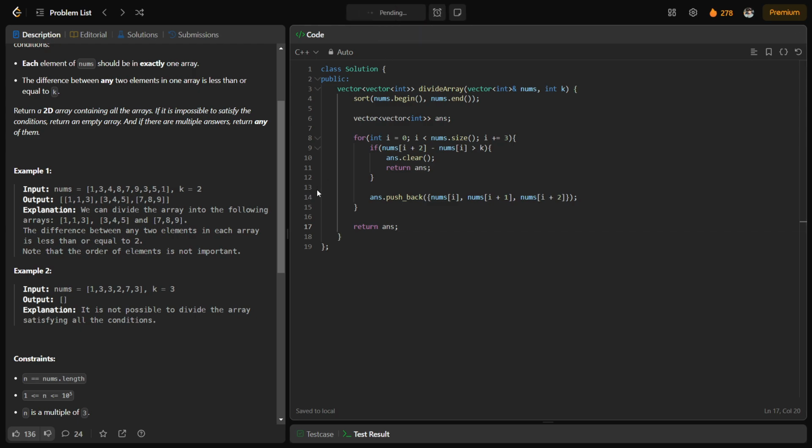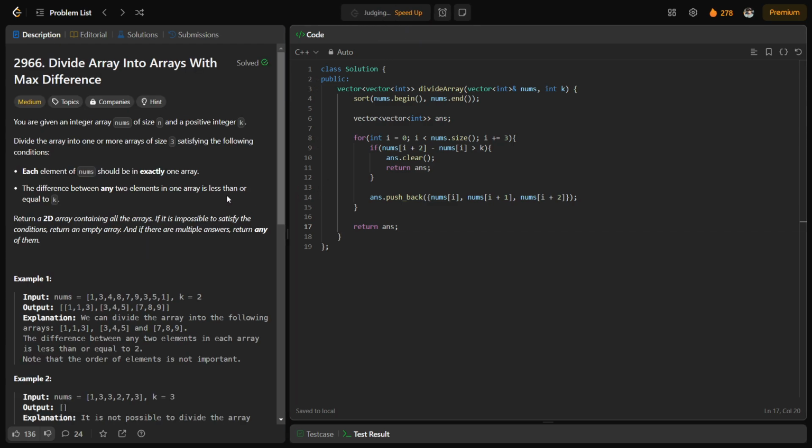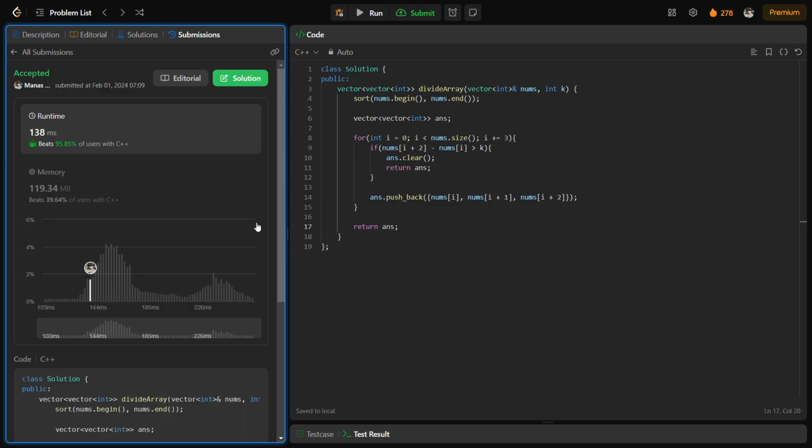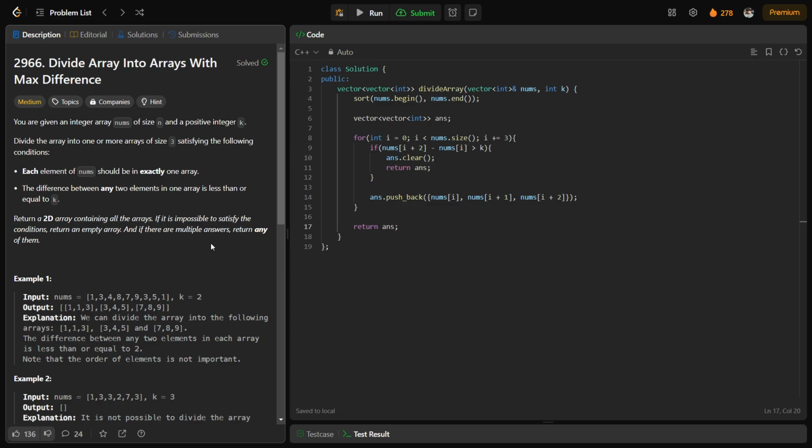So let me just quickly submit this and show you that this particular code works. So you see, it passes the test cases and the solution is absolutely correct. I hope that you guys were able to understand the solution.